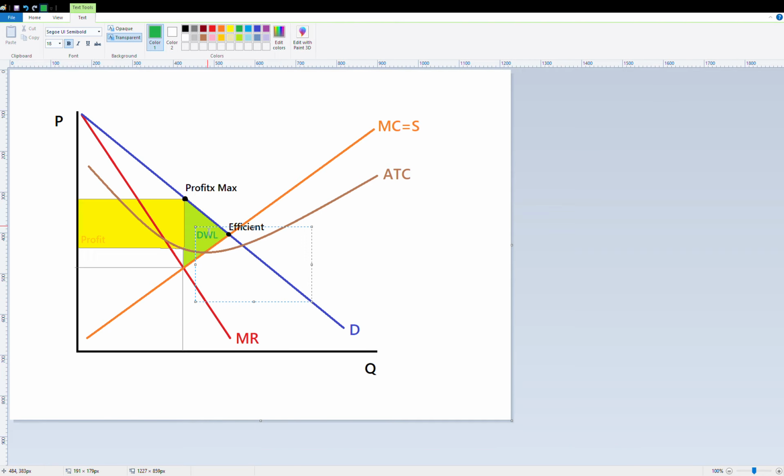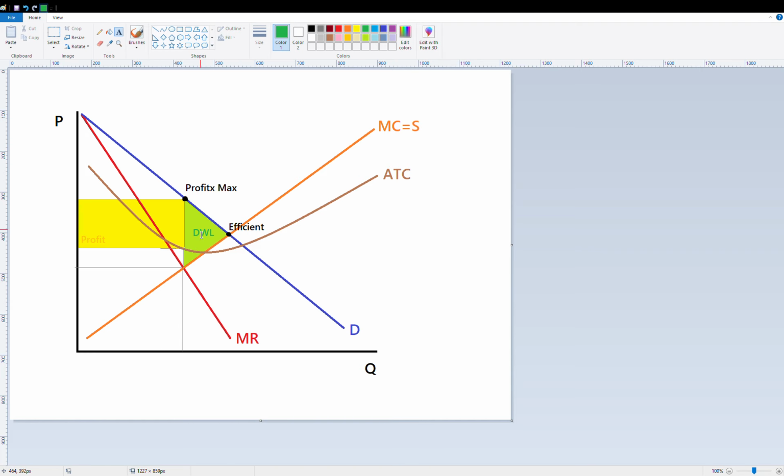Deadweight loss. If you want to calculate the deadweight loss, it's literally just the area of this triangle. It's the same concept, right? So this is the efficient point. This is the profit maximization point. Firms always look to maximize their profit, right? So they'll always produce here, even though this is the most efficient point.